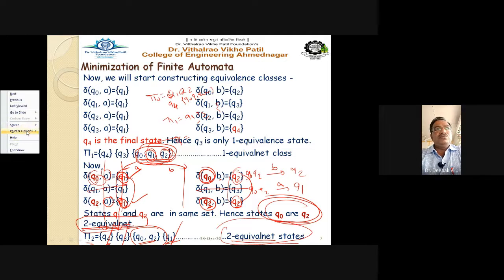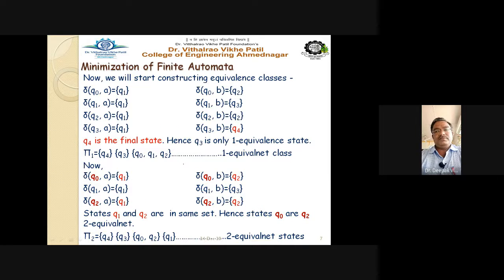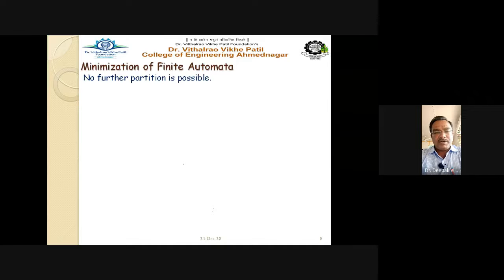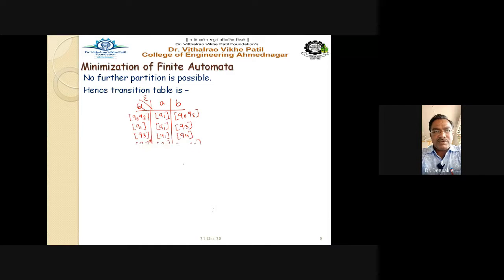Okay, we'll move to the next point. So here the next line is that no further partition is possible. So for pi 2 we have written here the number of sets, and further partition is not possible. Hence the transition table is written like this. So Q0, Q2 is the state we have. How many states have we received here? We have received Q0, Q2, then Q1, Q3, Q4, the states remain as they are.